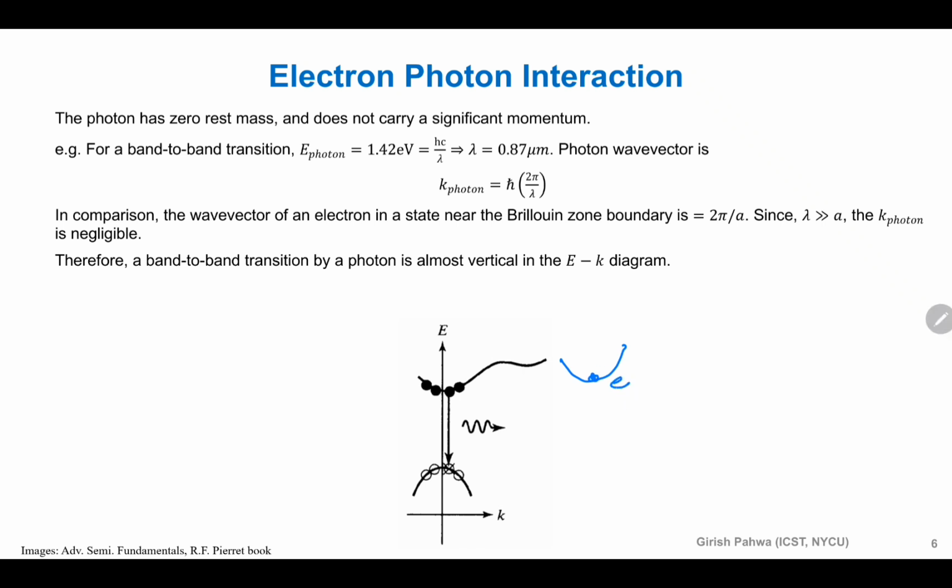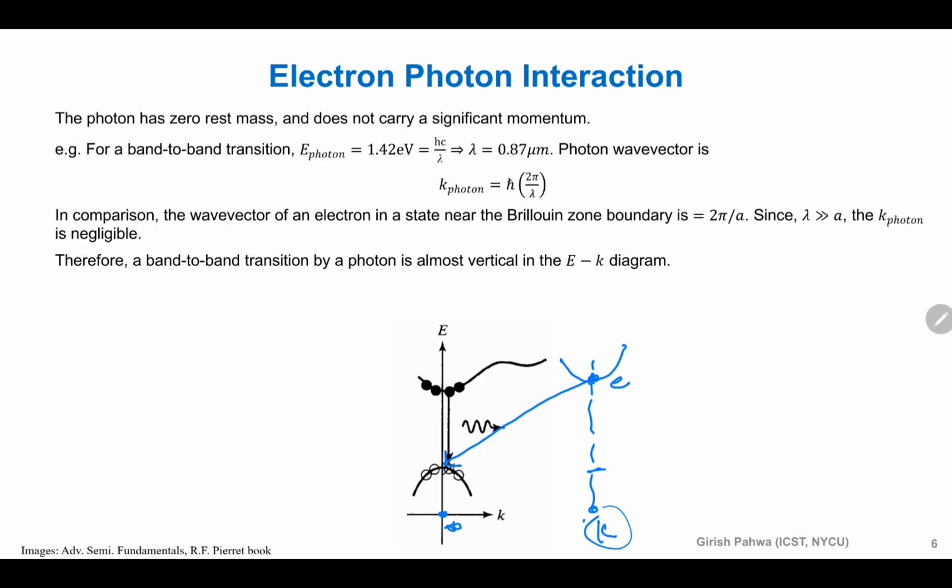Can I have an electron which can directly transition like this? So k of the electron is a large value here, and k of the final valence band state is a very small value. So the difference in the momentum required is huge. It is of the order of 2 pi by a. Can my photon give that much momentum? No, it carries very little momentum. When it collides with the electron, it almost does not change its momentum.